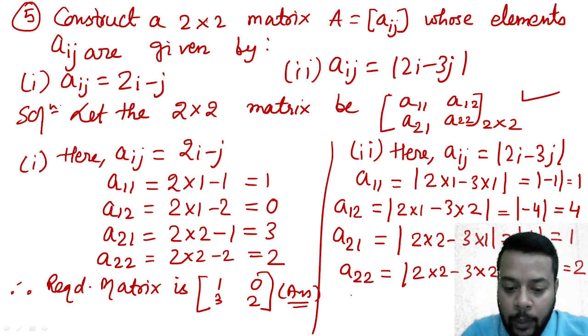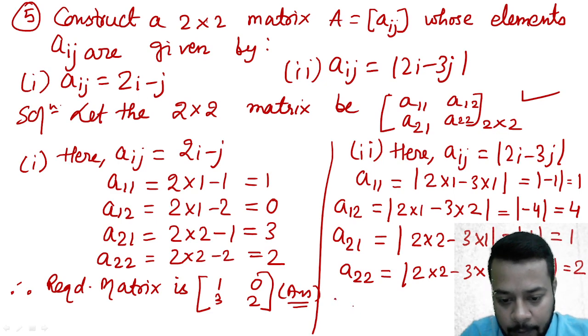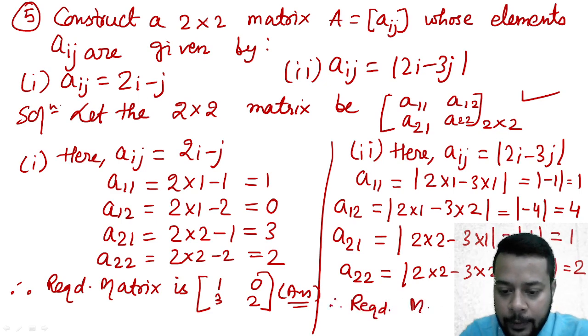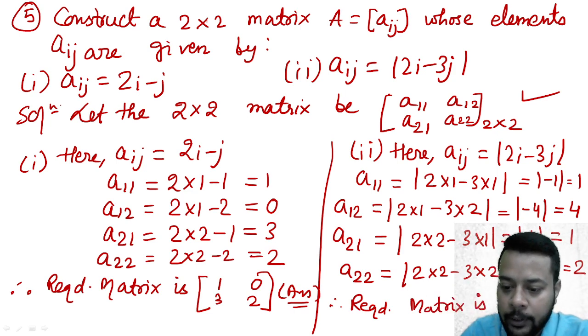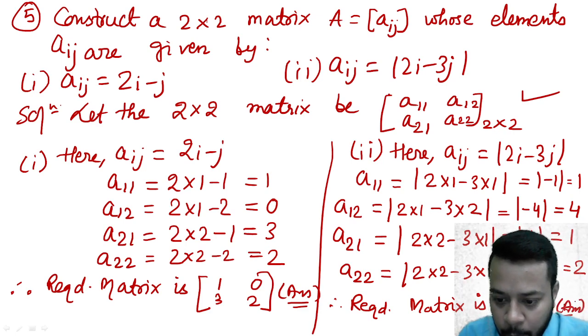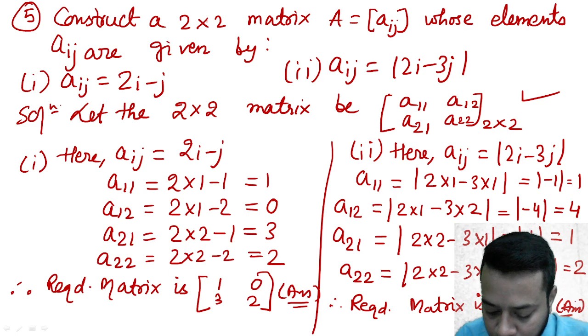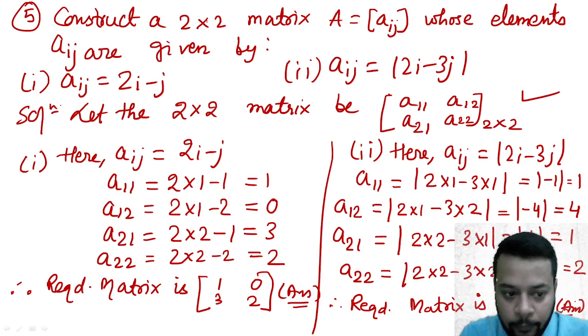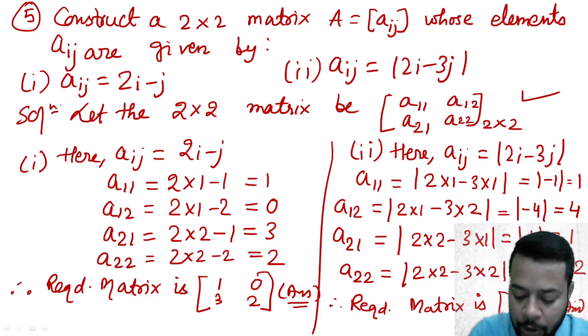So what will be the required matrix here? Therefore, the required matrix is, put down the respective positions' values in their places, 1 4 1 2. So this will be our final answer of this question, 1 4 1 2. Well, moving to the next question, that is question number 6 now.